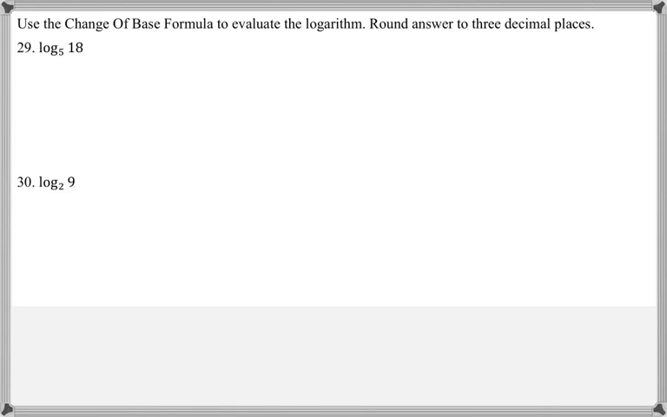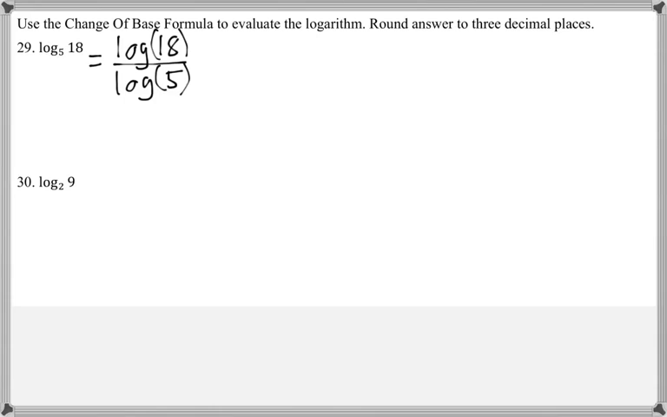And the change of base formula is really helpful because our calculator only has a log key and an ln key. So the log key is just base 10, the ln key is base e. We don't have a base 5 key here. So we can use the change of base formula because log base 5 of 18, you're allowed to rewrite that as log base 10 of 18 over log base 10 of 5.